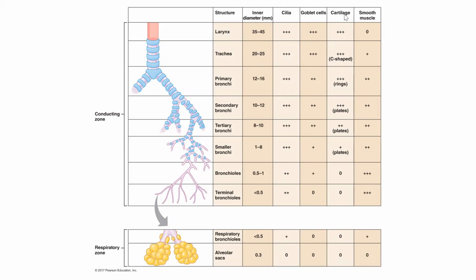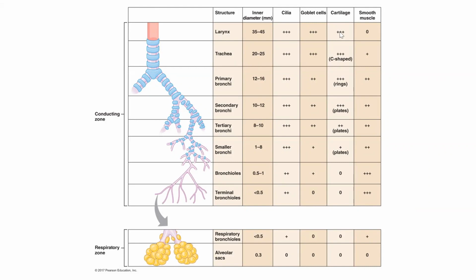And then the next thing we want to think about is cartilage and smooth muscle, right? These are also somewhat connected. Cartilage is going to gradually get less as we go down, whereas smooth muscle is going to gradually increase. And if you think about the function of these two structures, that'll help you remember why both of those things are working in opposition.